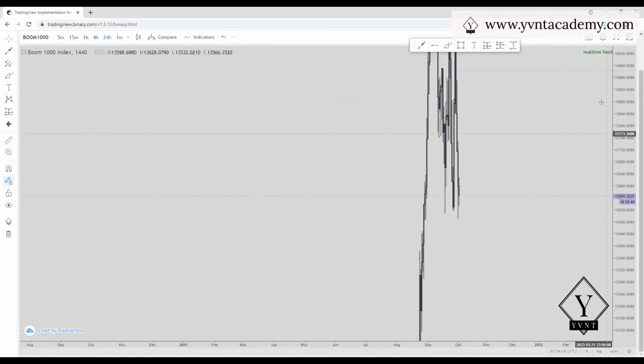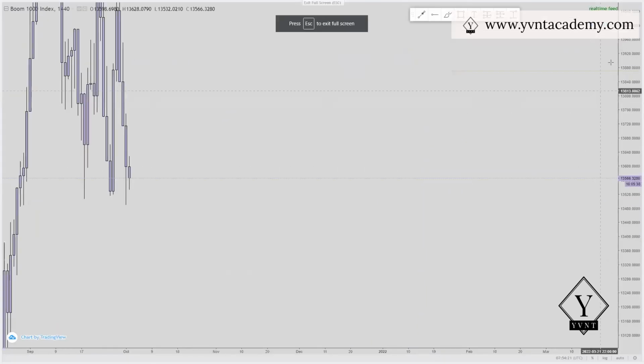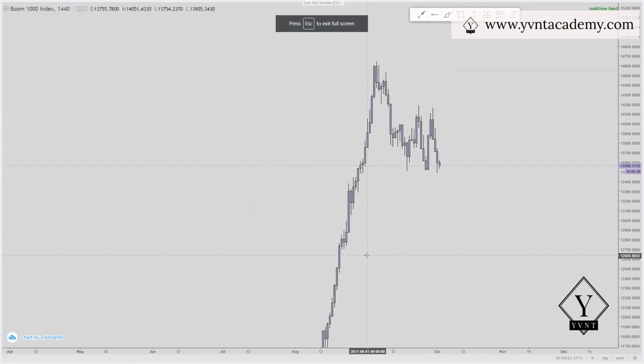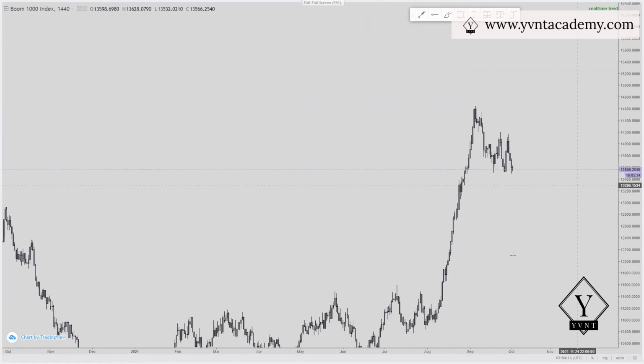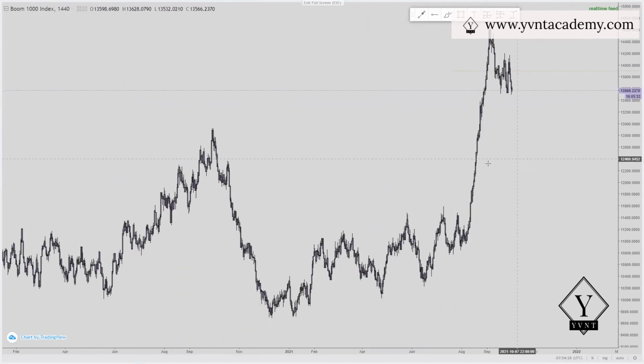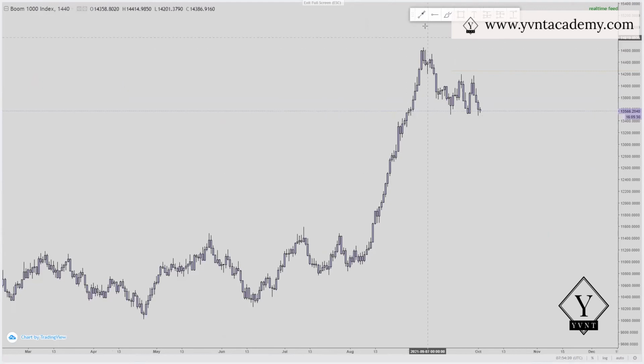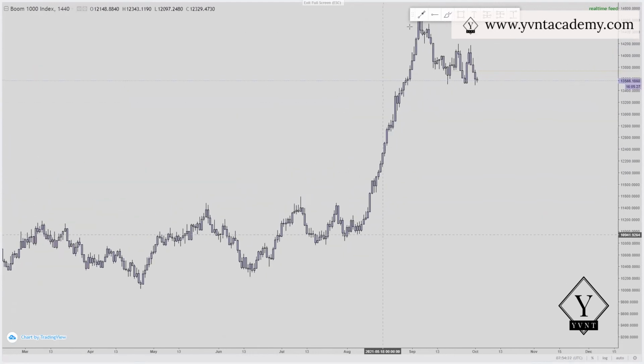Okay, now let's go back to work. Looking at boom on a daily time frame, it's obvious that the market is bullish, right? The market is bullish.